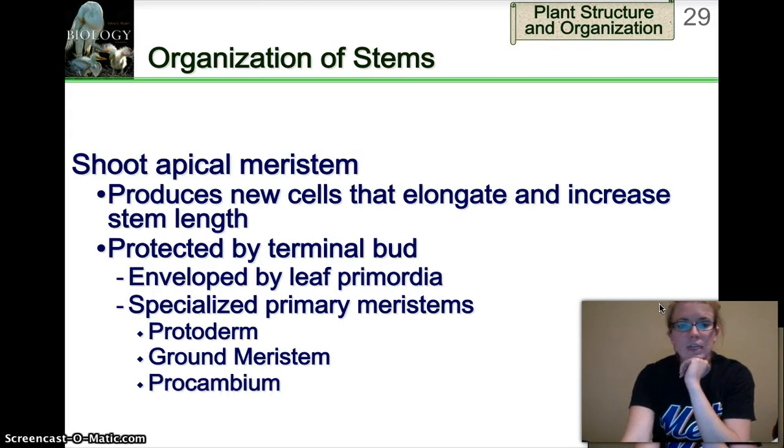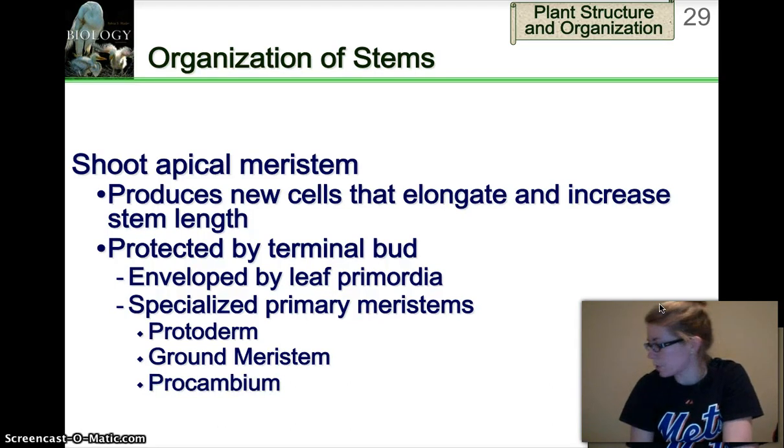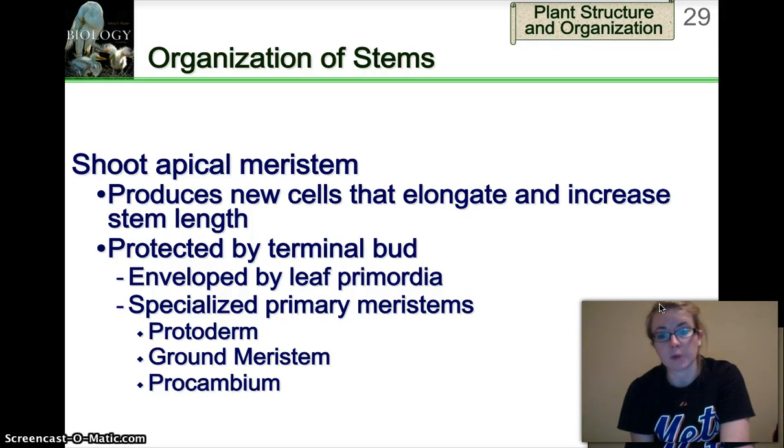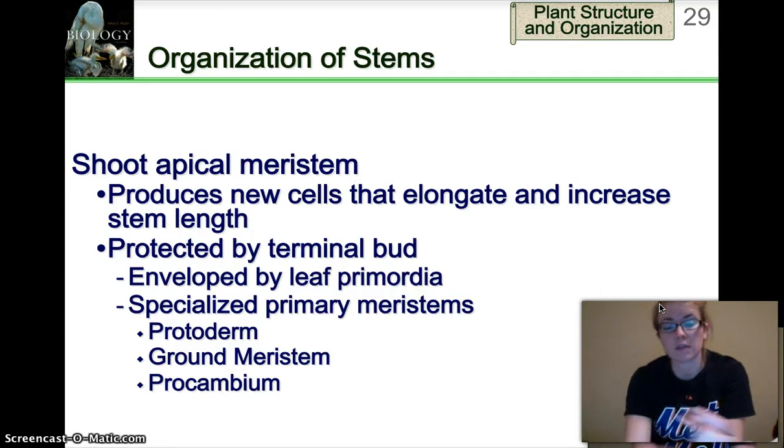There's 3 types of primary meristems. Sorry, I skipped over this before. There's the protoderm, which will become the epidermis of the shoot tissue. Then there's a ground meristem, which will become the ground tissue. And then there's the procambium, which will become the vascular tissue, so that will become the xylem and the phloem cells. There's those 3 types of meristematic tissue found inside the terminal bud.